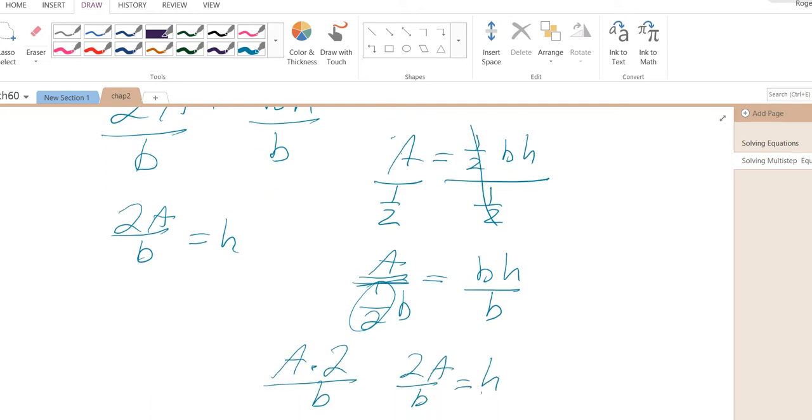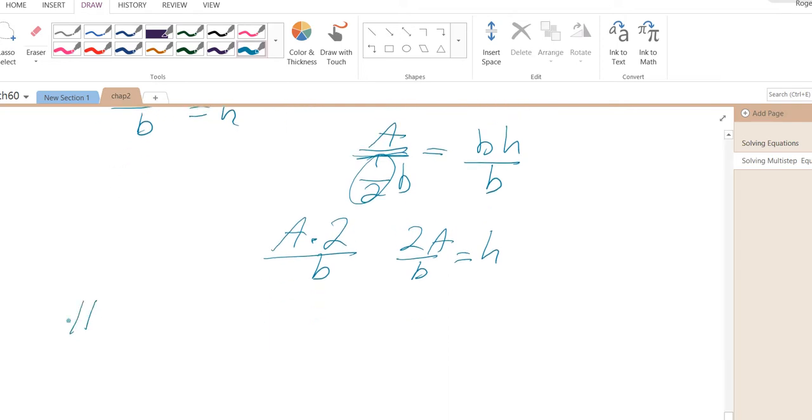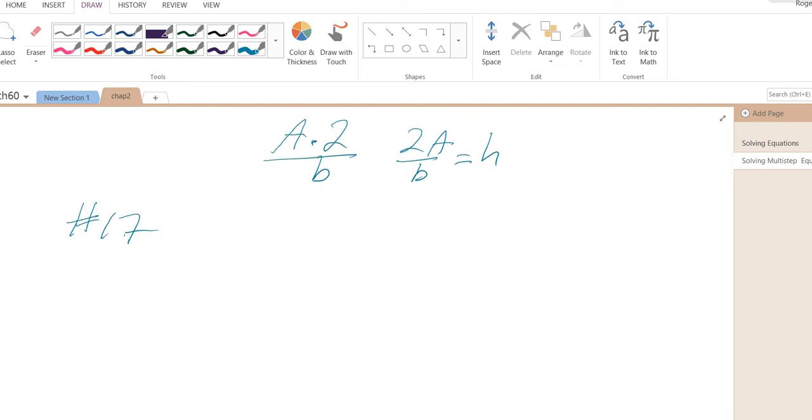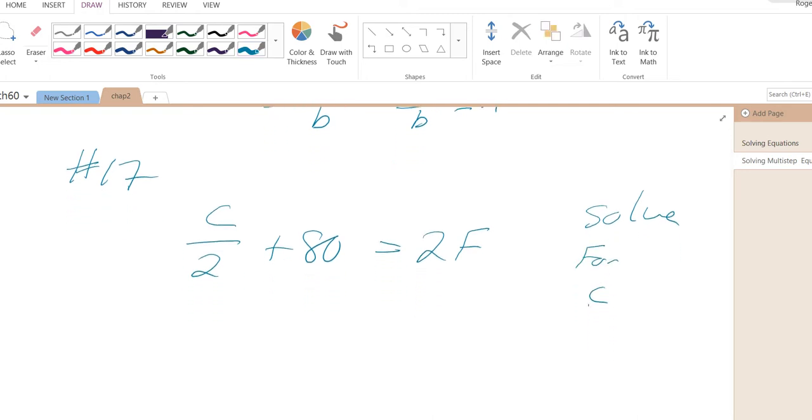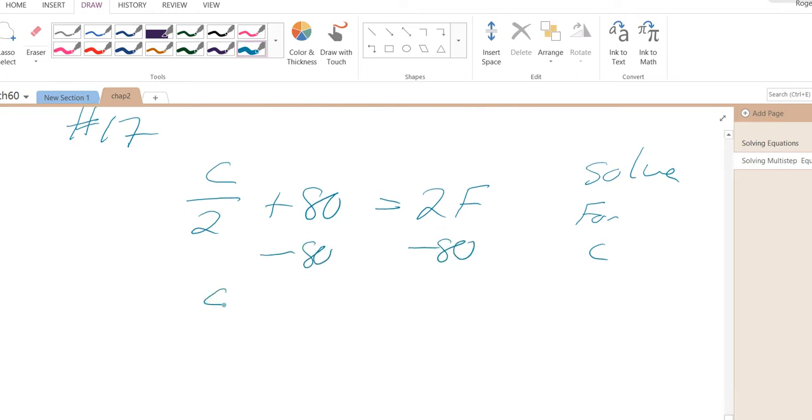Can you do one like 17 or do 17 real quick? Sure. Takes fun away from you, but that's all right. Is it c over 2 plus 80 equals 2f, and you're solving for c. Okay, so what do we got to get rid of? 80, so you minus the 80. So we're going to minus the 80 first. That's a great idea.